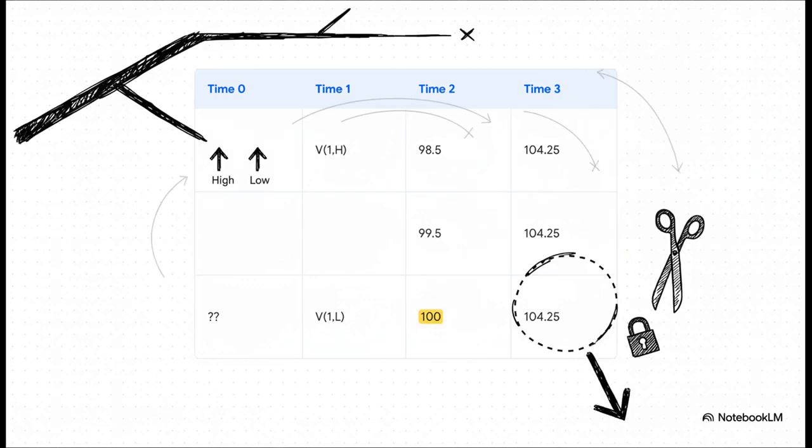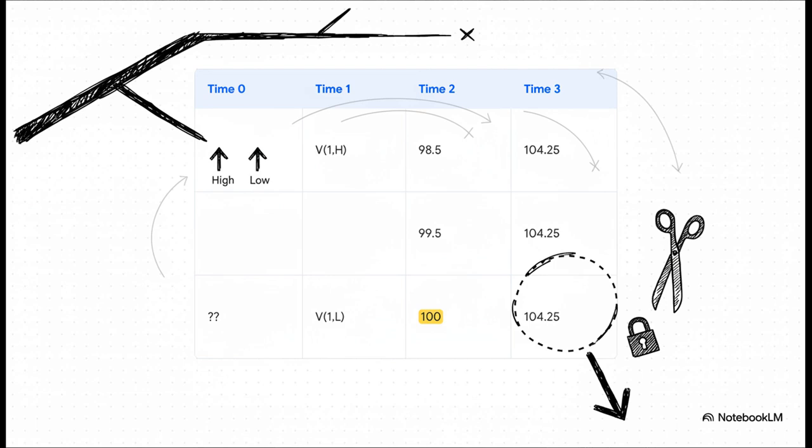But wait, we have to remember this is a callable bond, and the call price is 100. So we have to check our work. At the top 2 nodes, the values are below 100, so the issuer wouldn't call it. But look at that bottom node. The calculated value is 100.5.